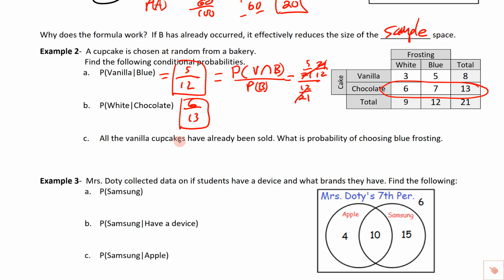All the vanilla cupcakes have been sold. That's a lot of information. Probability of choosing blue frosting. So all the vanilla ones are gone. There's a condition.